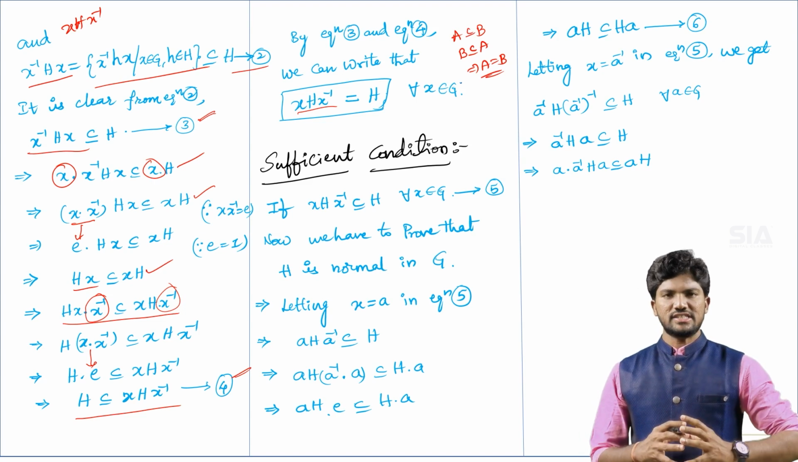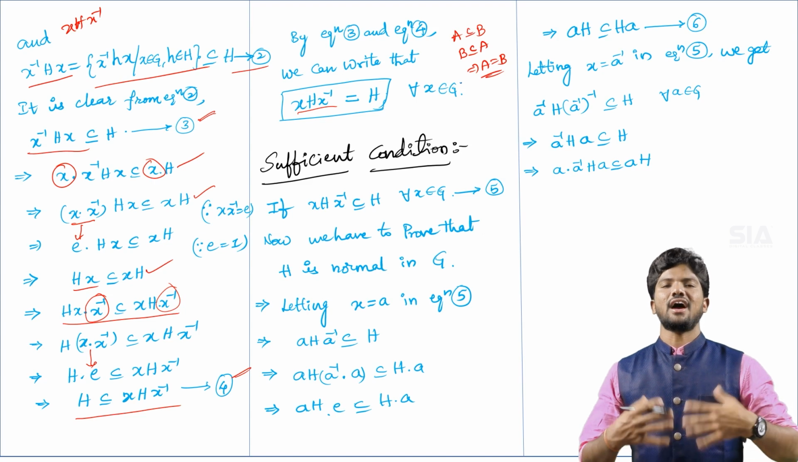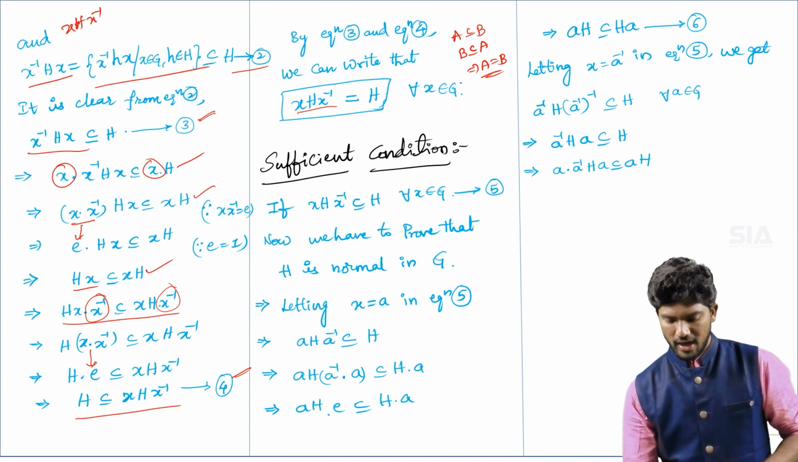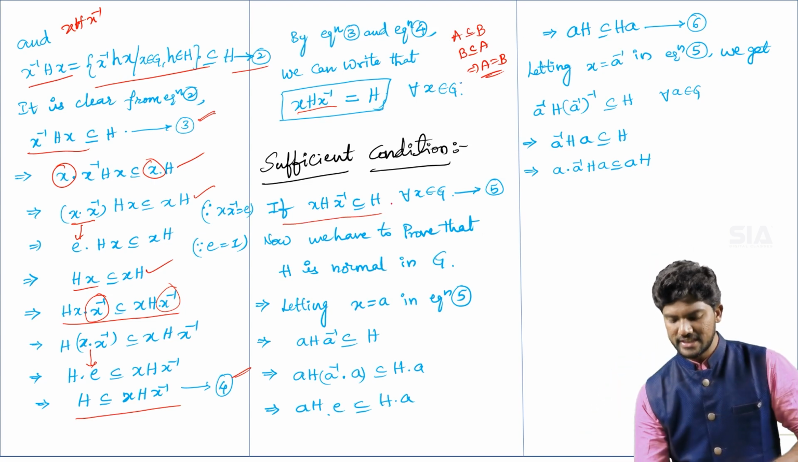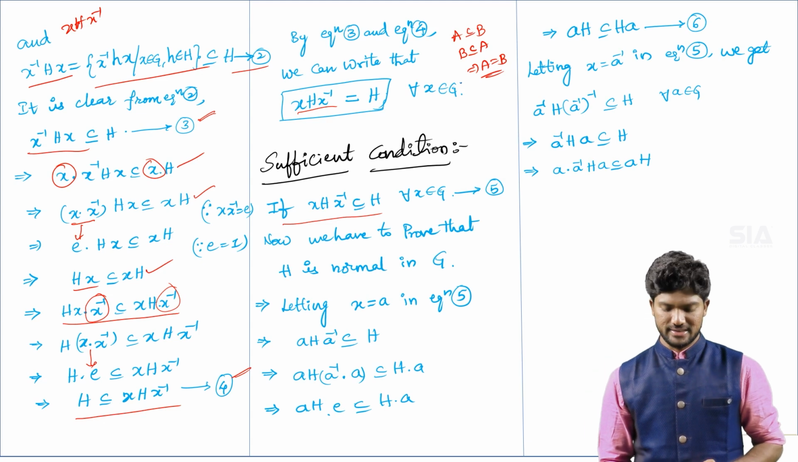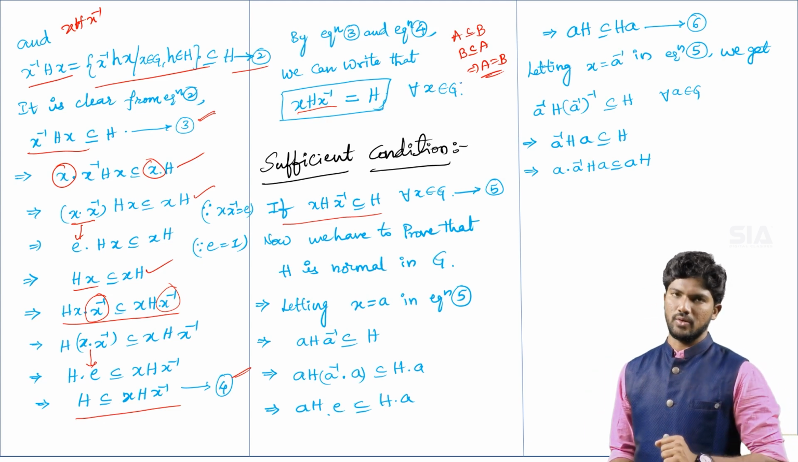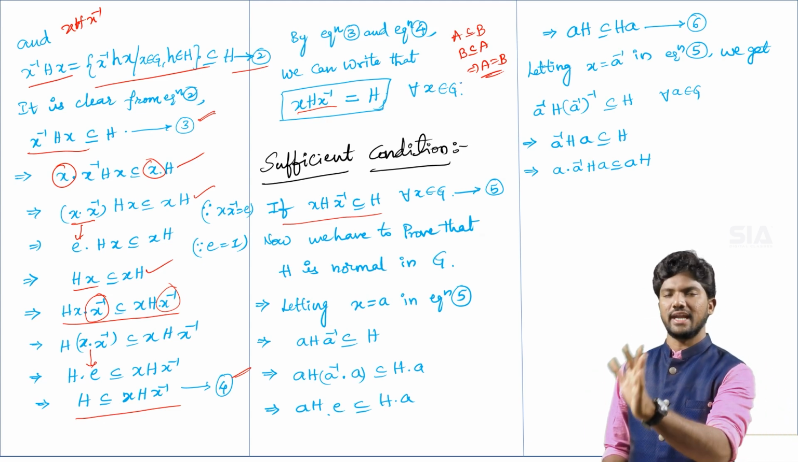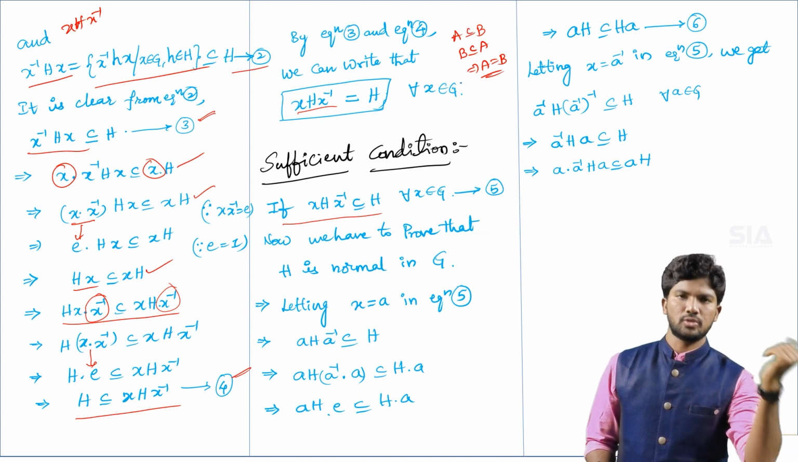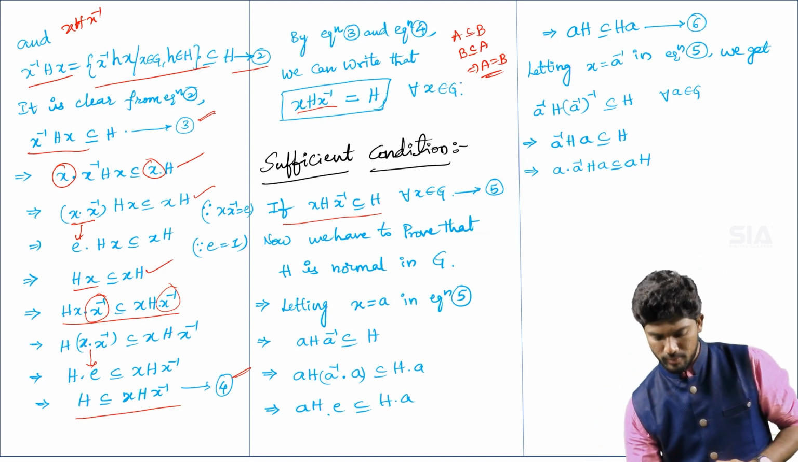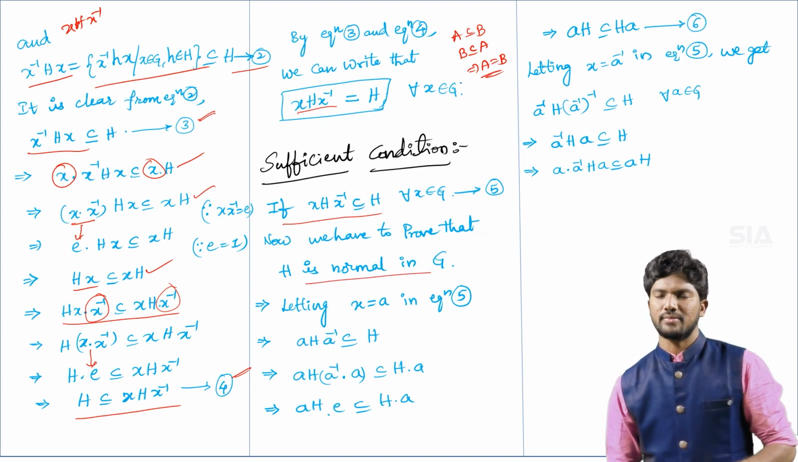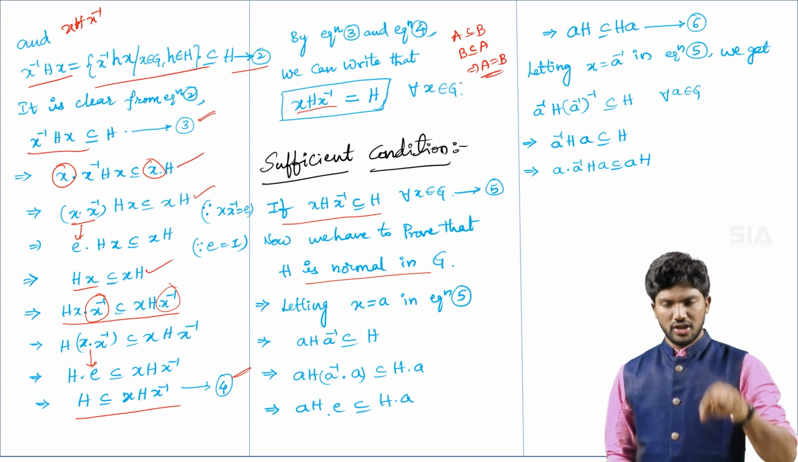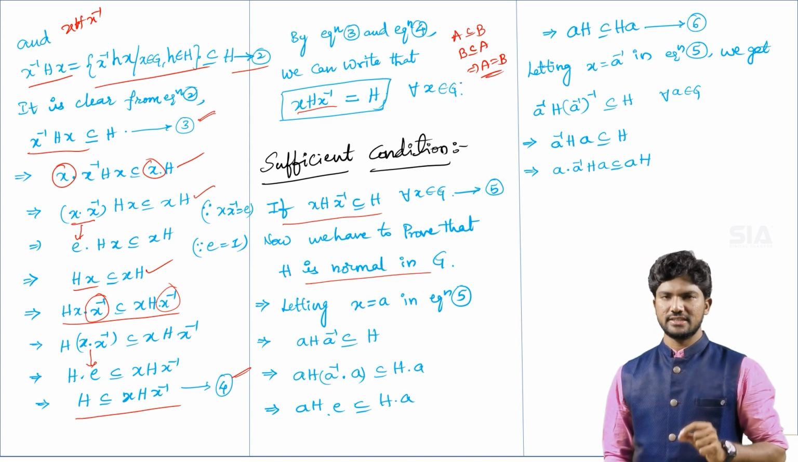Now, the sufficient part, which is nothing but the converse. Conversely, I am taking that if XhX inverse is a subset of or equal to capital H, that is taken as equation number 5. In the converse part I take the right hand side, and we have to prove the left hand side. What is the left hand part? H is normal in capital G. We have to prove that condition.